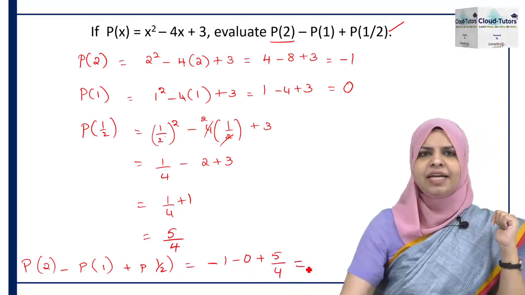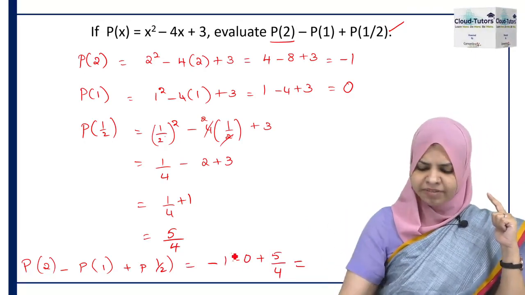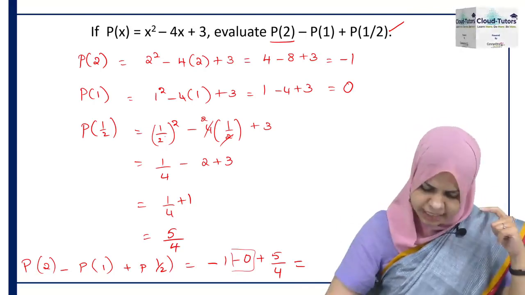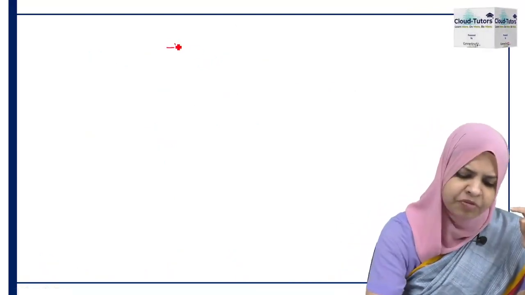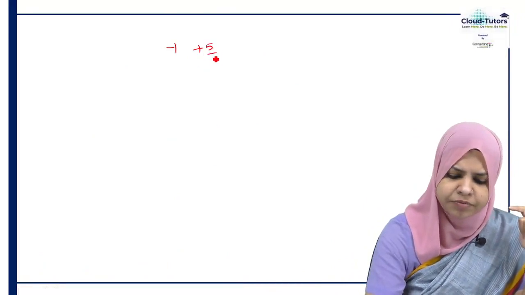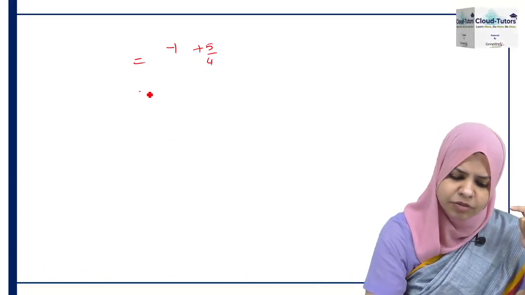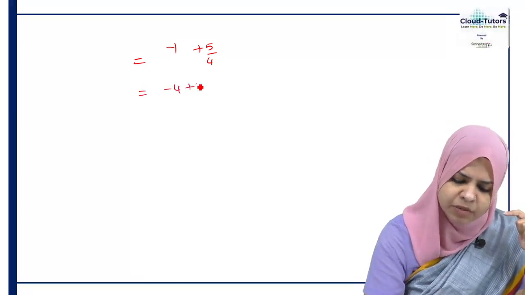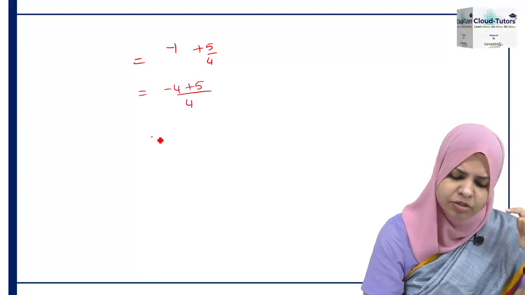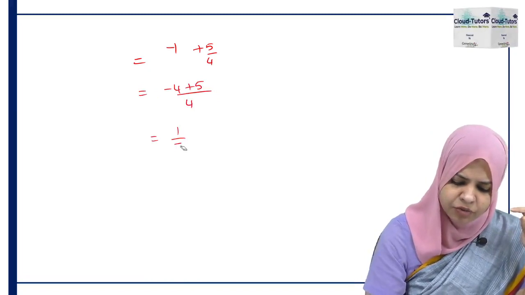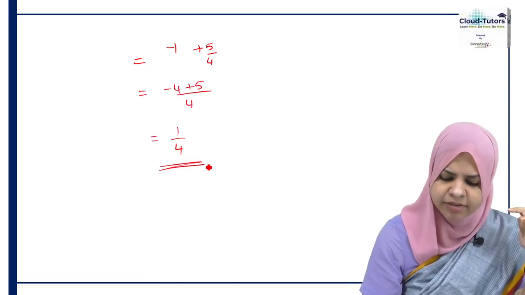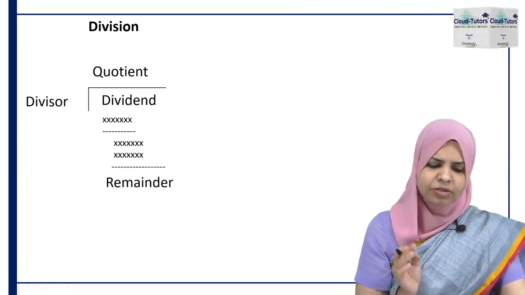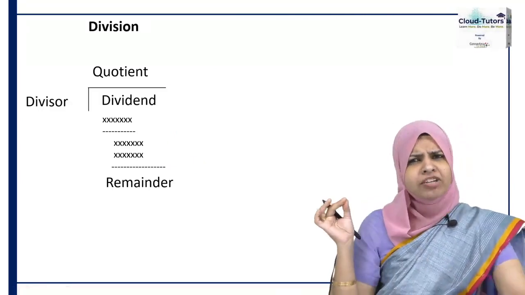So when I simplify this, what will I get? Definitely this has no value. So what will I have to do? Only minus 1 and plus 5 by 4. So LCM. So LCM is 4 minus 4 plus 5 by 4. So that is nothing but 1 by 4. This is the value of that given expression. Clear? Done. Very nice. So now moving on to division.